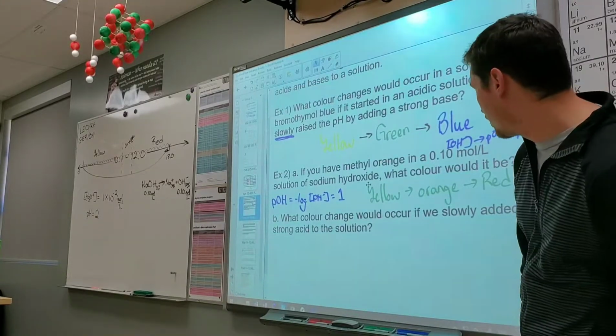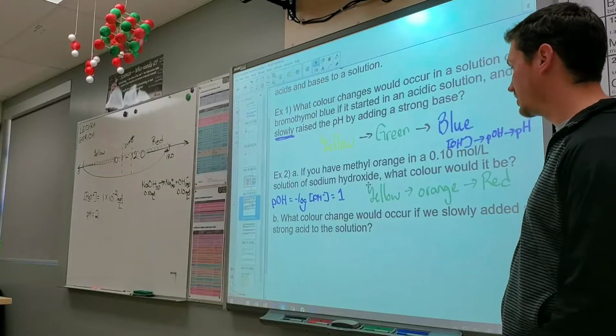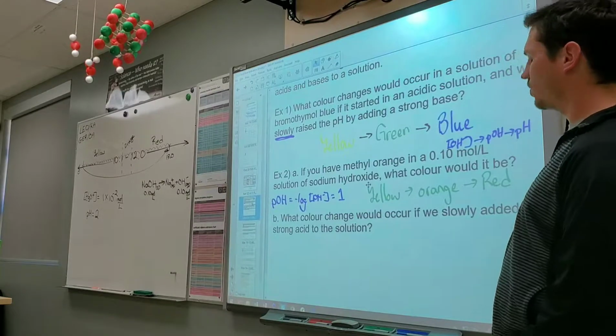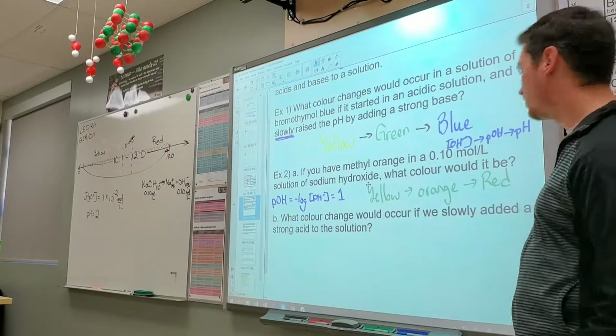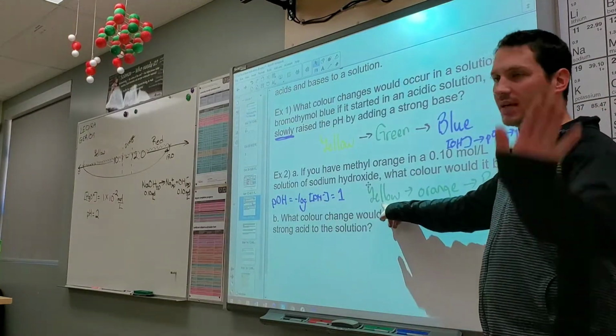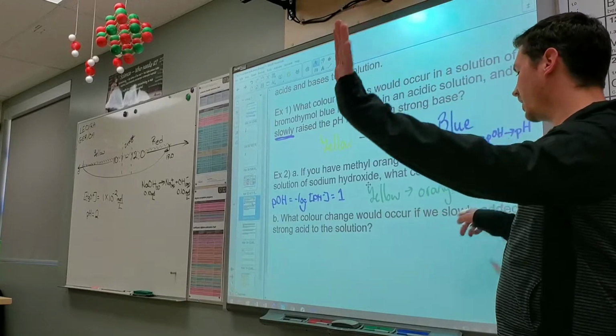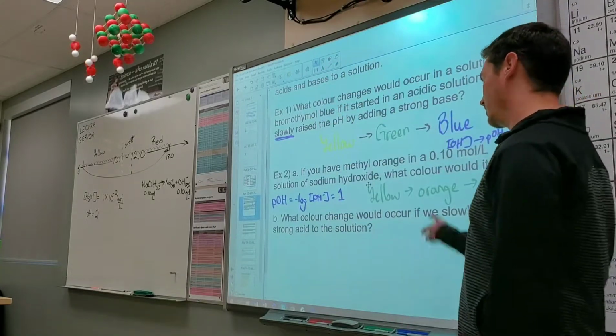What color change would occur if we slowly added a strong acid to this thing? Oh, sorry. We answered both questions at once, right? Yeah. Sorry, that's my fault. What color would it be? It would be yellow, right? And then we think, what color would it slowly be if we added a strong acid?